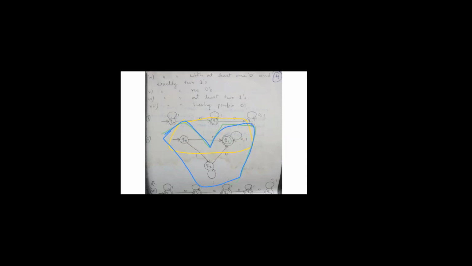But the yellow part starts with 0, and the blue part starts with 1. Both the cases are at least one 0, and both the cases merge at final state Q1. Okay, so in this way you can draw the DFA.